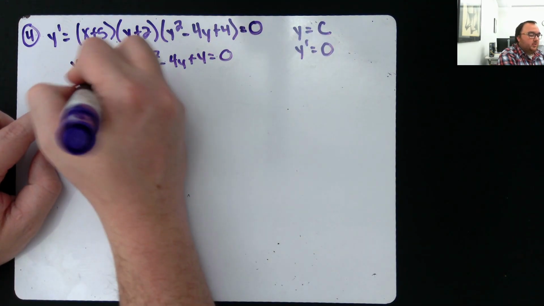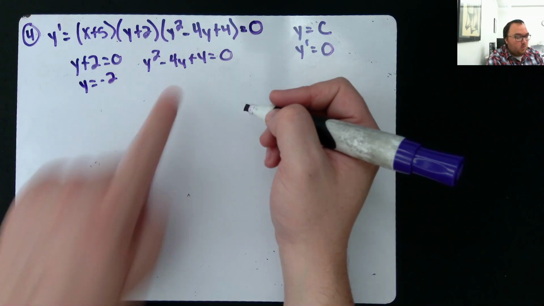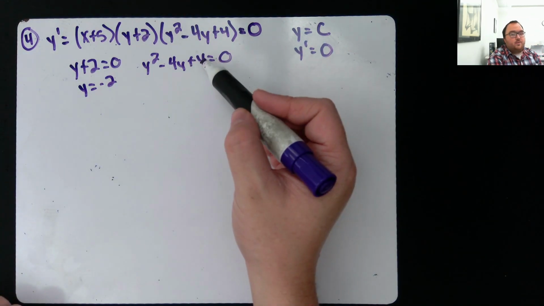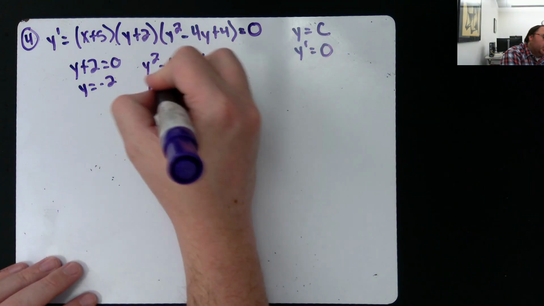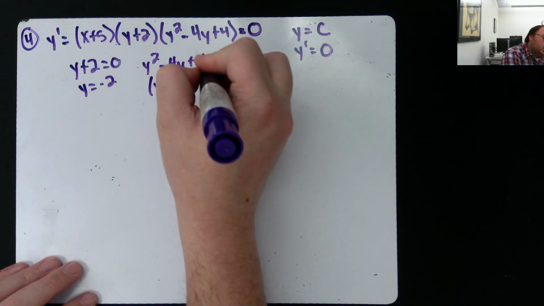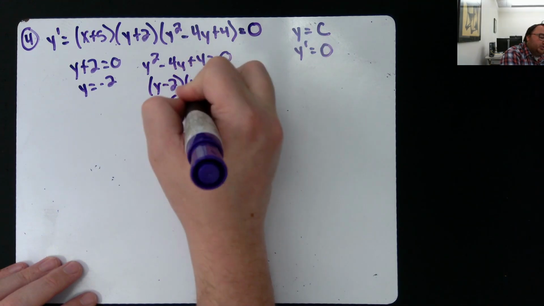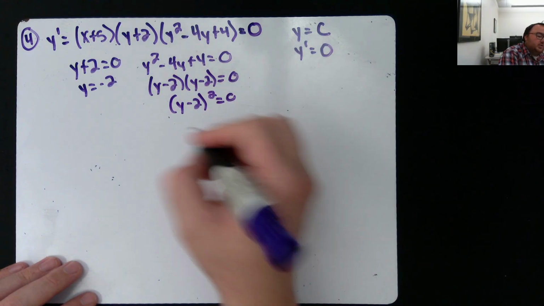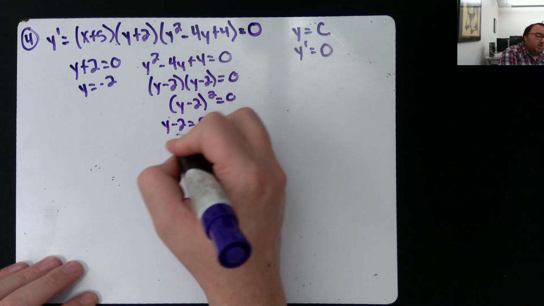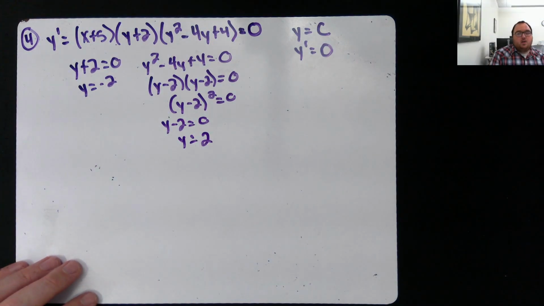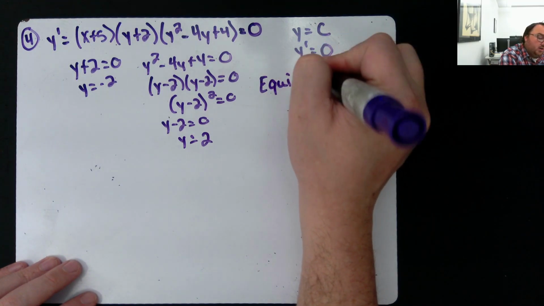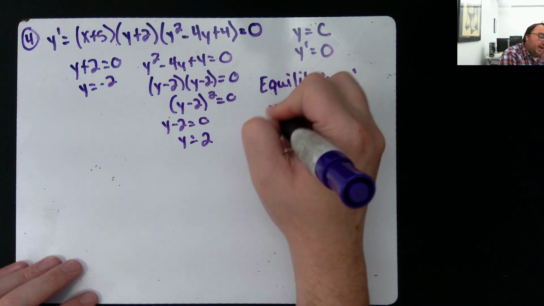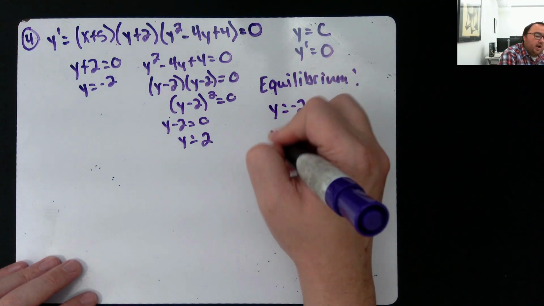Subtract 2, you get y equals -2. Right here, I need the factors of 4 whose sum is equal to -4. That's going to be -2 and -2, which you can write as y minus 2 squared. So set y minus 2 equal to 0, and you get 2. So for this one, the equilibrium solutions are y equals -2 and y equals 2.